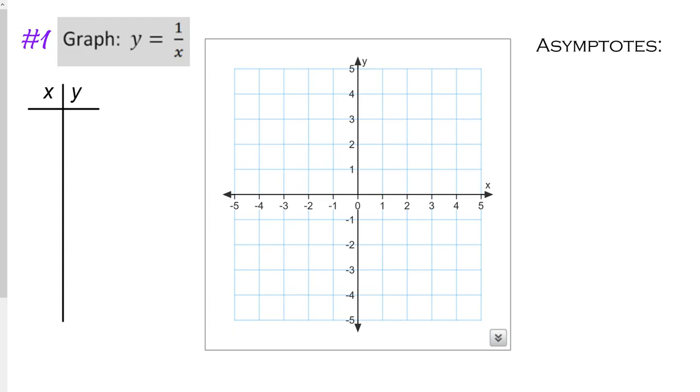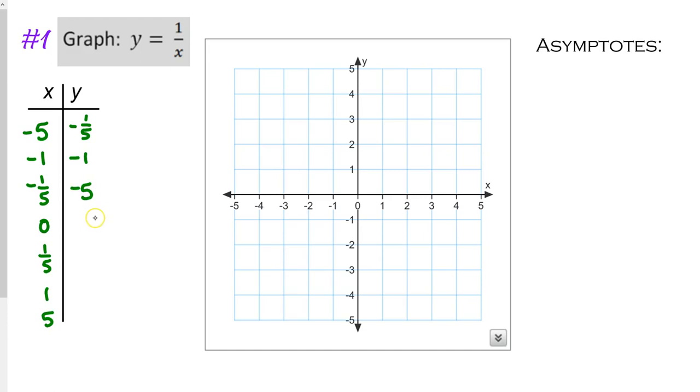So let me choose some values of x. How about -5, -1, -1/5, 0, 1/5, 1, and 5. I chose those numbers because I think they're going to work well with the graph paper that I have available. So if x is -5, y is -1/5. If x is -1, y is -1. If x is -1/5, y is -5.